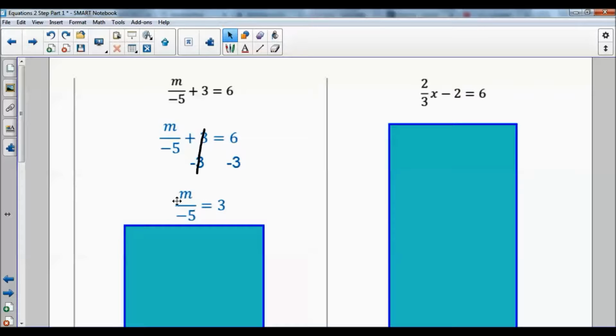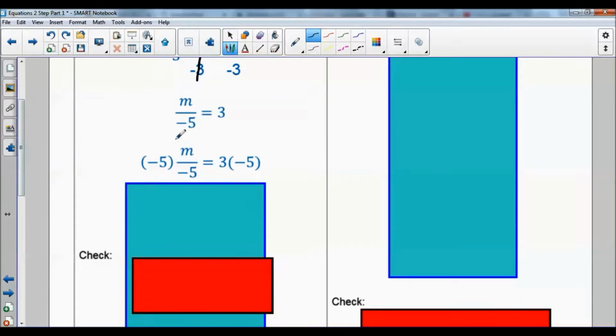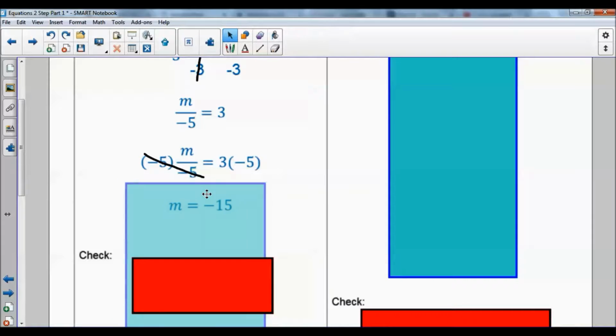Then on both sides, we're going to multiply by -5, right? Because this m is being divided by -5. So to undo it, we're going to multiply. When we do that, these cancel out, and I've got m is equal to -15. Remember, positive times negative is negative.